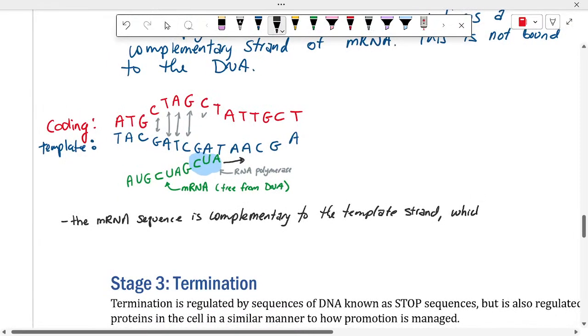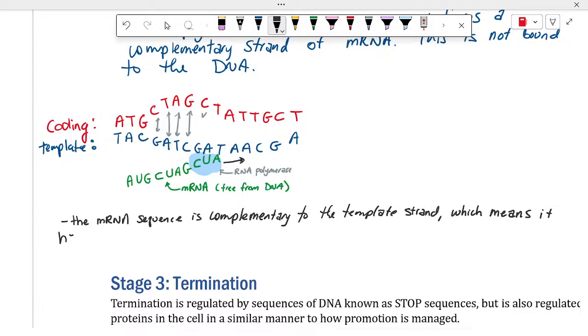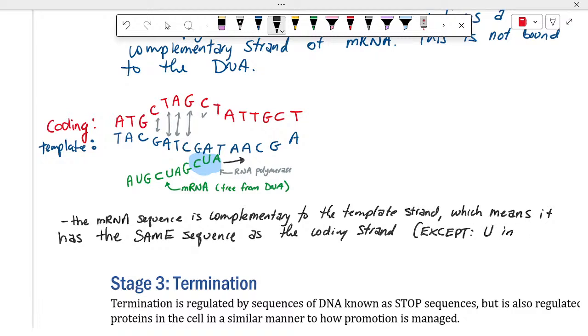Which means it has the same sequence as the coding strand. Except for what one difference? Except U in lieu of T. And again, what does U stand for? Uracil. All right.